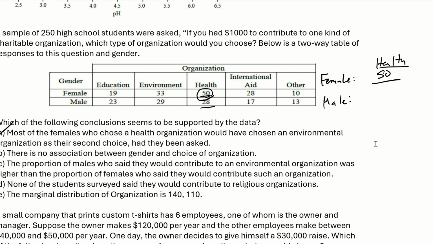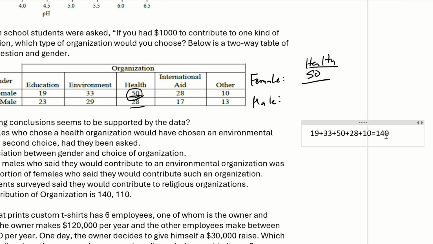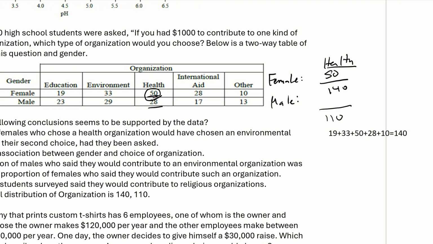So let's go ahead and add that. There's 19, 33, 50, there's 28, and then there's 10. So there's 140 females, which means that there should be 110 males, right? Because there's 250 students that were asked. All right, so 110, and then 28 were male that said health.